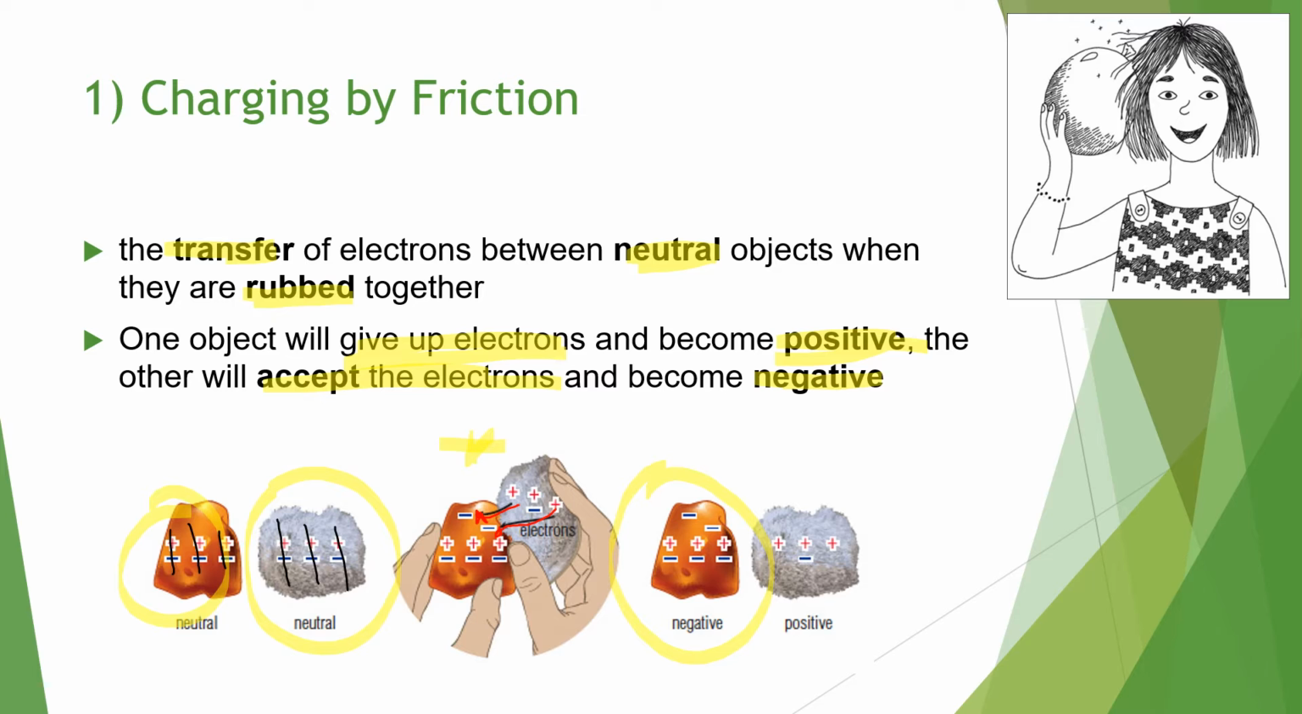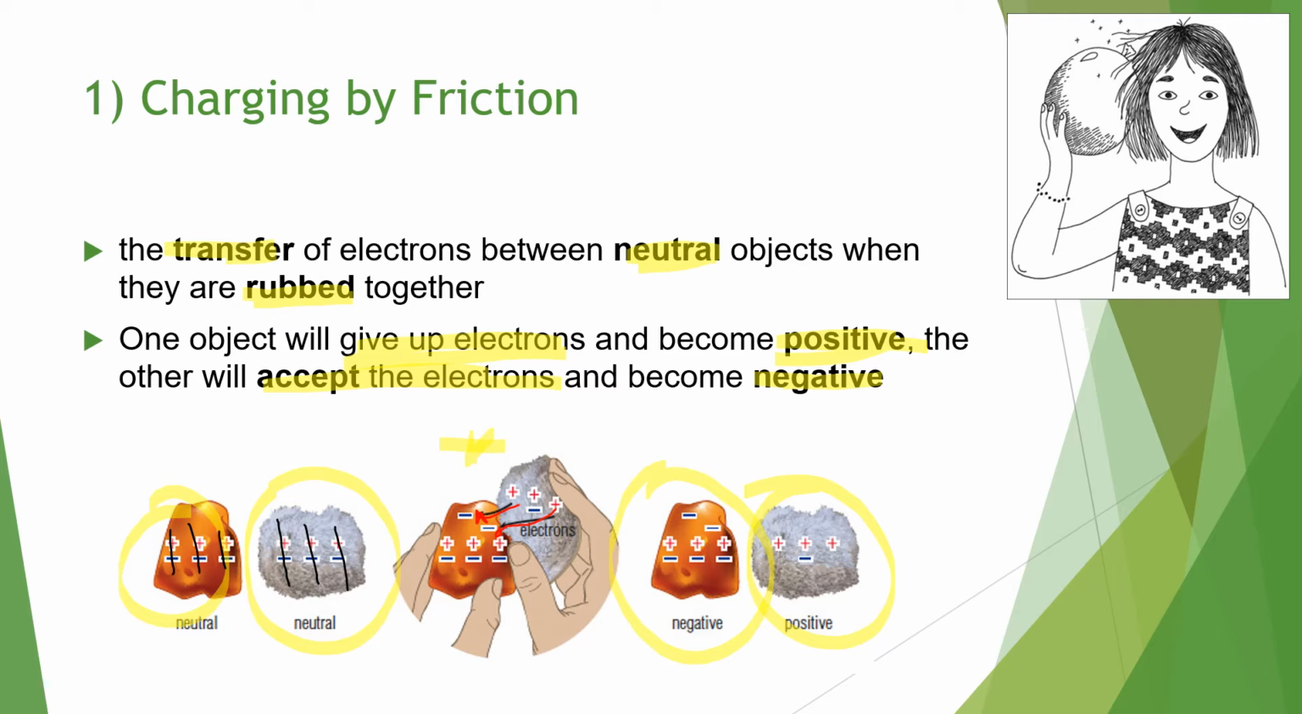And then the gray object here has fewer negatives than positives. It has more positives than negatives. So that's going to give it a positive charge. Okay, and then now these 2 objects are oppositely charged, so opposites attract. There's going to be an attractive force between them.